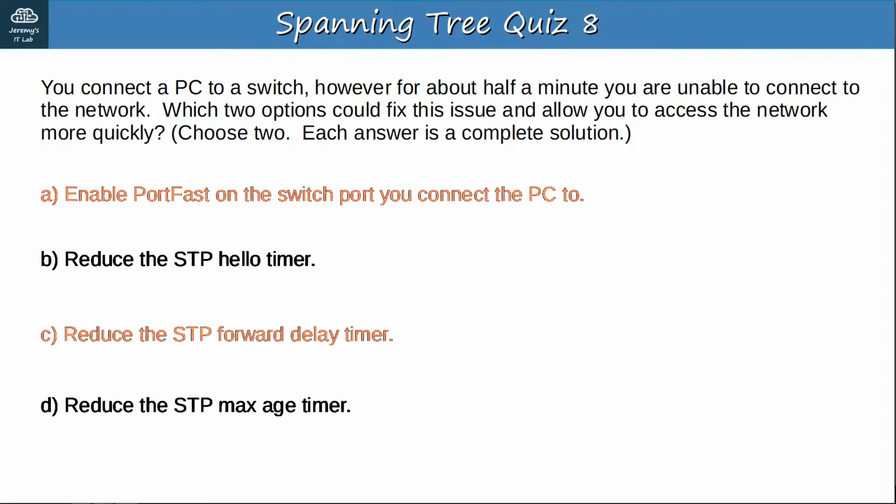The answers are A and C. A, Portfast, allows switch ports to bypass the listening and learning spanning tree states and enter the forwarding state immediately, so there will be no delay after connecting the PC. As for C, the forward delay timer determines how long the listening and learning states are. If you shorten this timer, the switch will begin forwarding more quickly. However, it is recommended that you leave the timers at their default settings. These default settings were chosen for a reason.